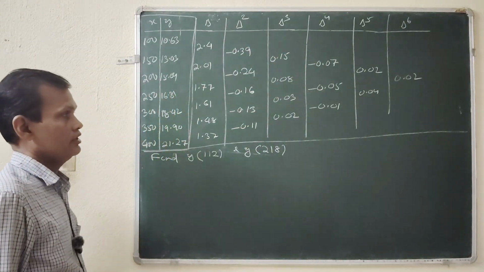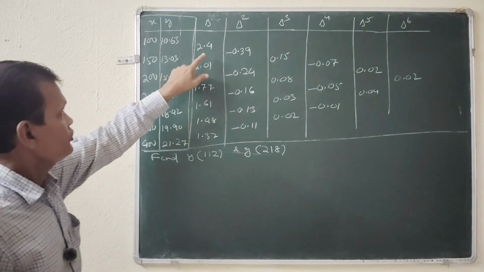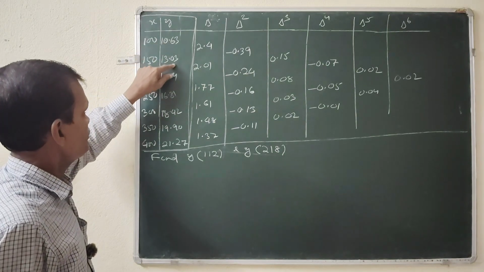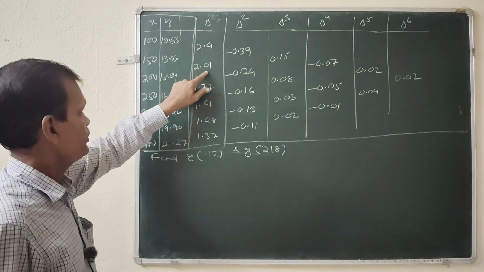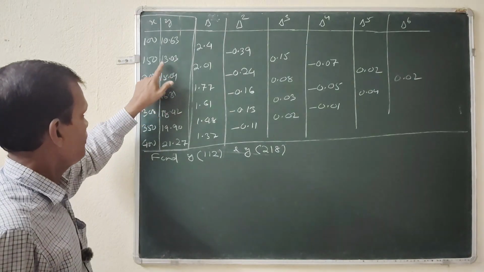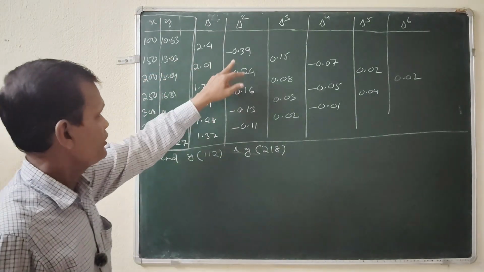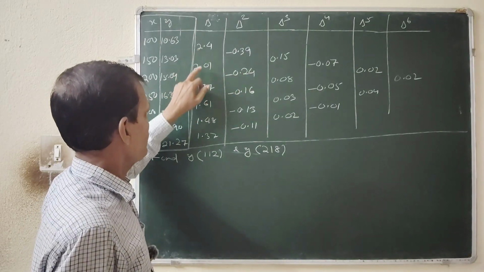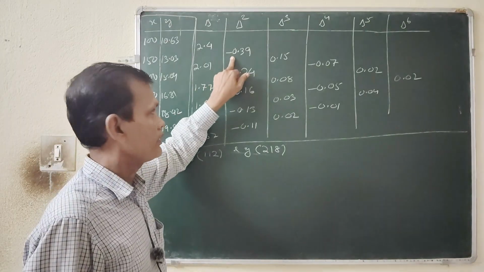Again I am reminding you how you get the forward difference. This is 2.4, meaning new data minus old data: 13.03 minus 10.63 gives 2.4. This is 2.01, meaning 15.04 minus 13.03 gives 2.01 and so on. Similarly, this one is delta square. This is new data and this is old data. 2.01 minus 2.4 gives minus 0.39.